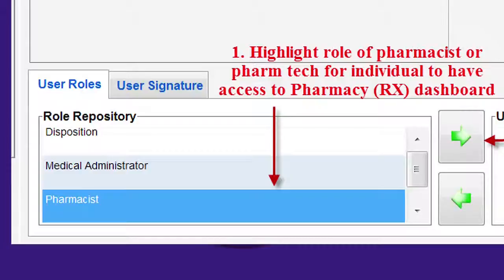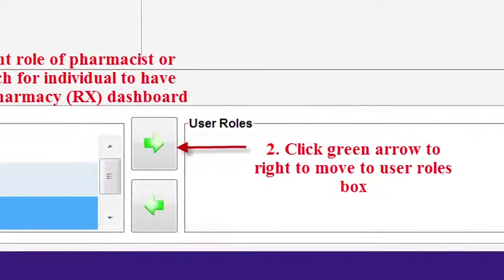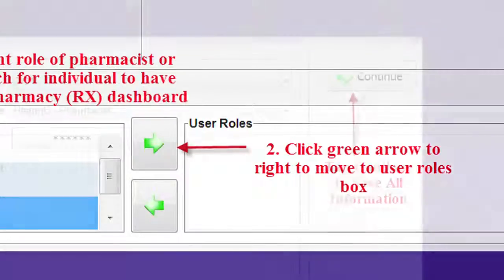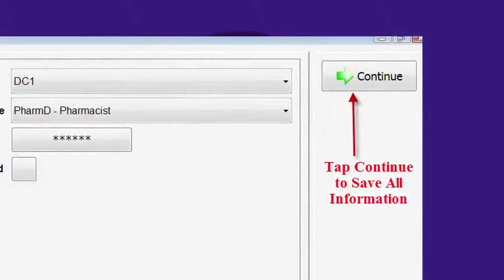To add such a role to a user, select pharmacist in the list by highlighting it and tap the right arrow to move it over to the user roles box. If you want to delete that role, tap the green left arrow to move it back. Once done, select the Continue button to save everything. Tap Save and continue.